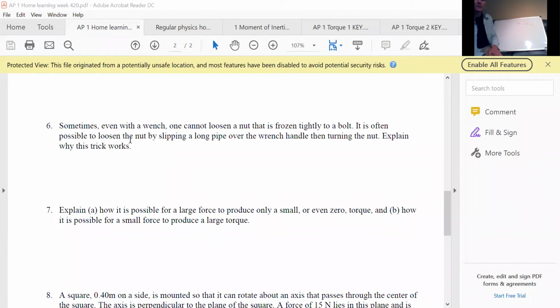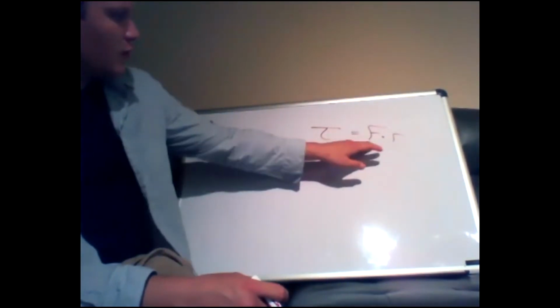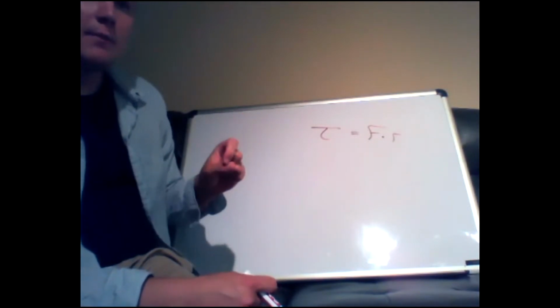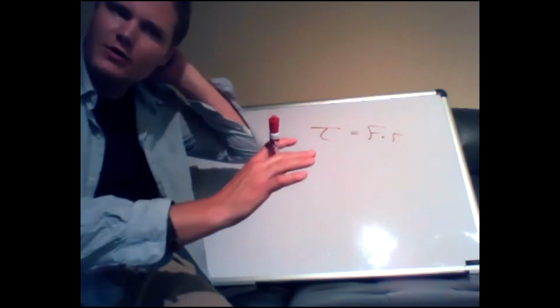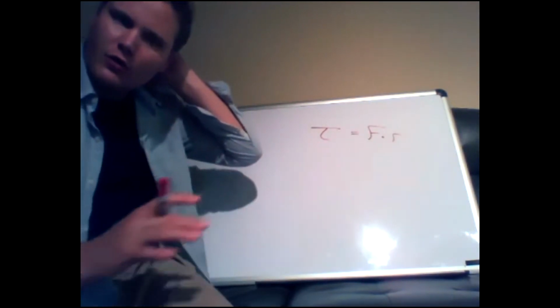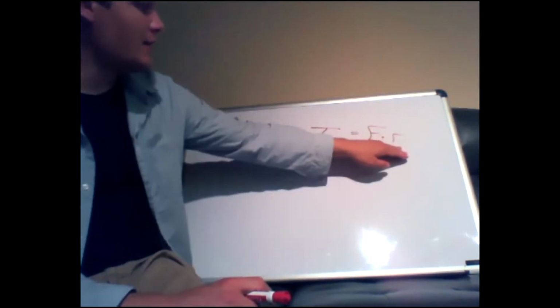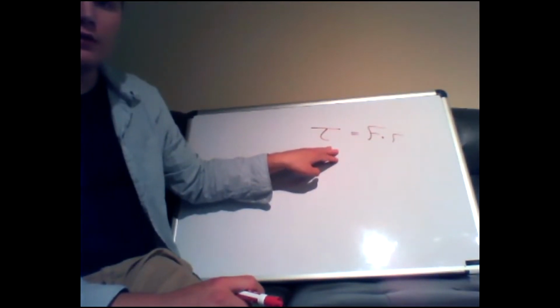All right, so what is the next question? Next one says, explain how it is possible for a large force to produce only a small or even zero torque, and then explain the opposite. We'll think about this equation again. Let's say you're applying a very large force, but you're applying it really close to that pivot point. So for instance, you're trying to open up a door, but you're pushing on that door right next to the hinges. It's really hard to get a door to open if you're pushing on it right next to the hinge. And the reason for that is because your radius then is very small. So even with a great force, you're still only getting a little bit of torque out of it.